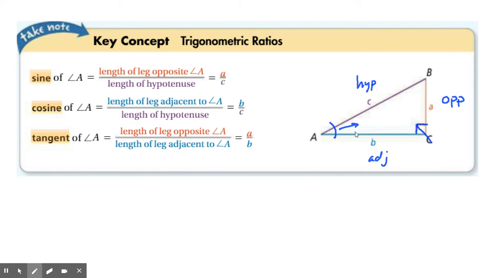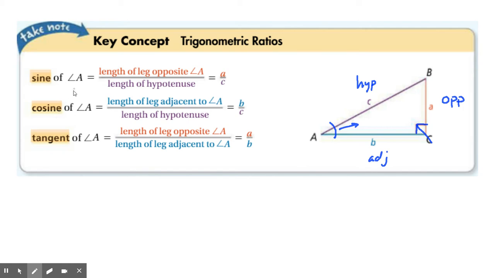I would say that 7 of you are going to struggle. 7 out of my 30 regular geometry students will struggle identifying the three sides. That makes this section and this topic entirely impossible. So I need you really to focus on identifying opposite, hypotenuse, and adjacent.